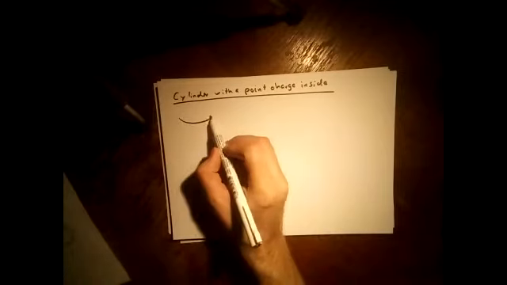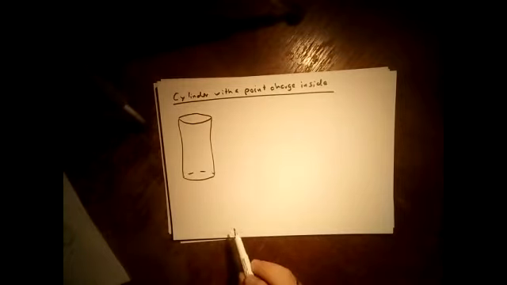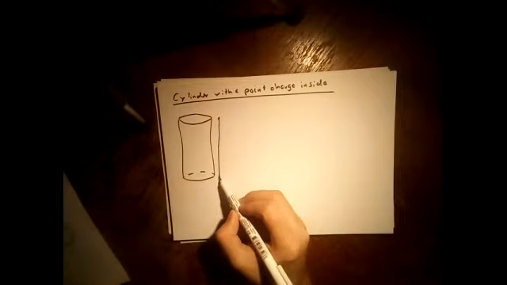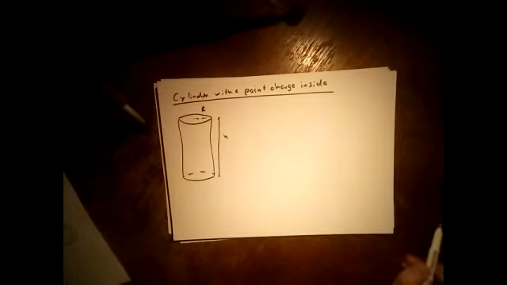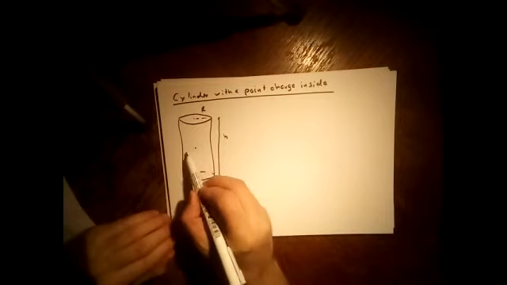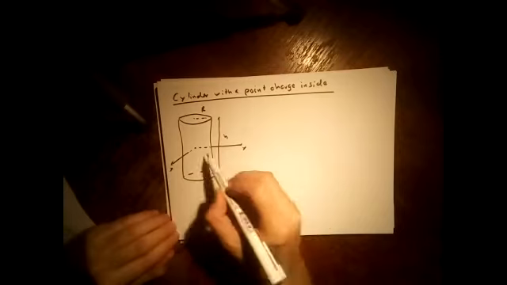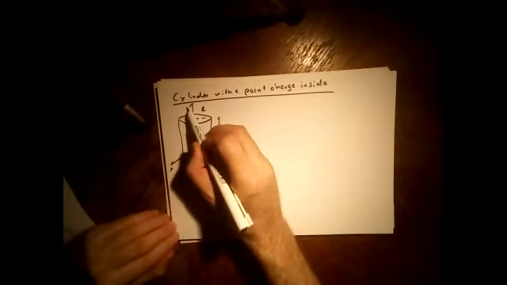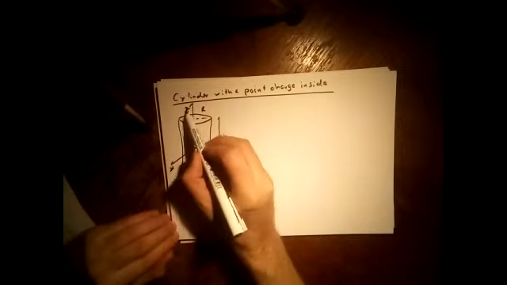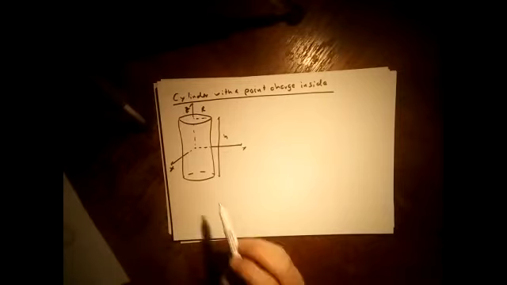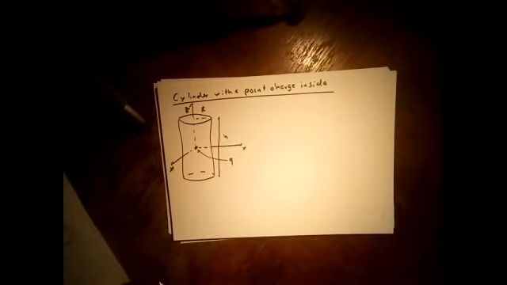So we have a cylinder. I'm going to draw it, as well as I can. The height of the cylinder is h, and the radius is r. In the center of this cylinder we place a point charge. I label the axes x-axis, y-axis, and this is supposed to be the z-axis. Here we have a charge of q.